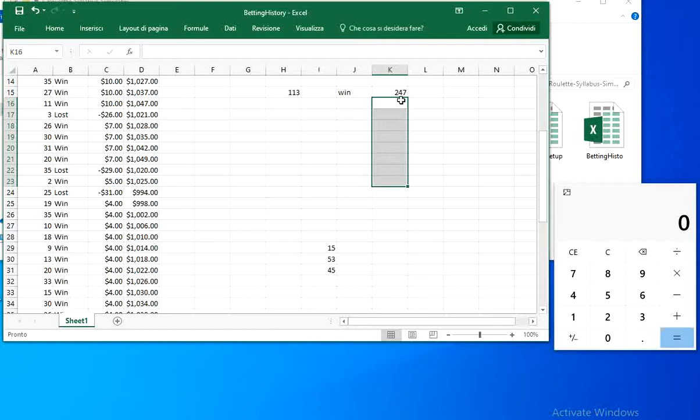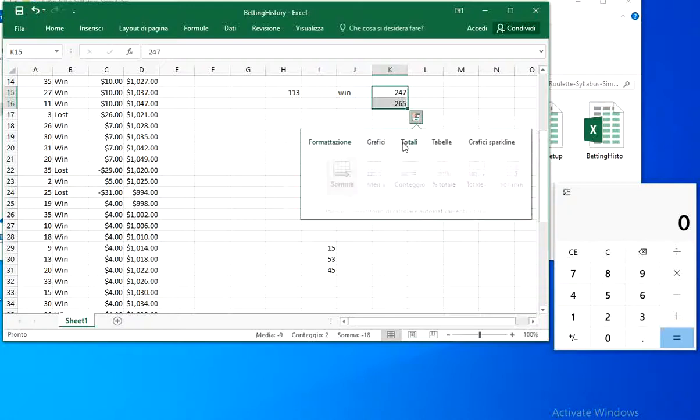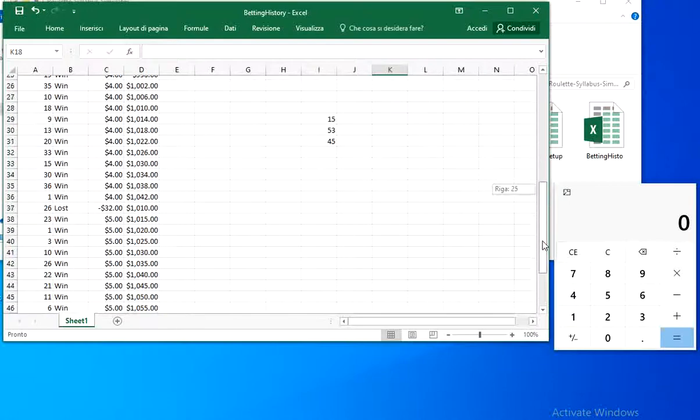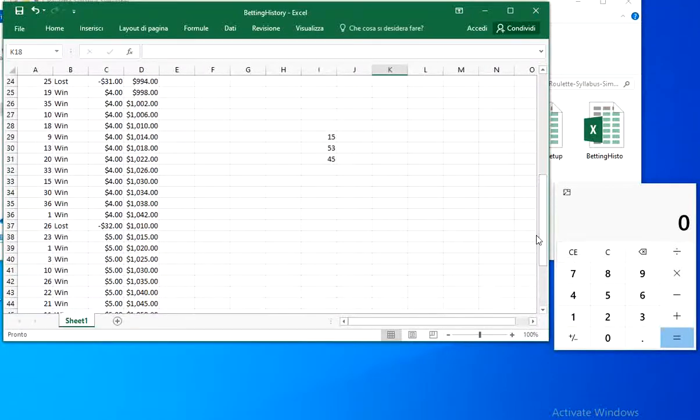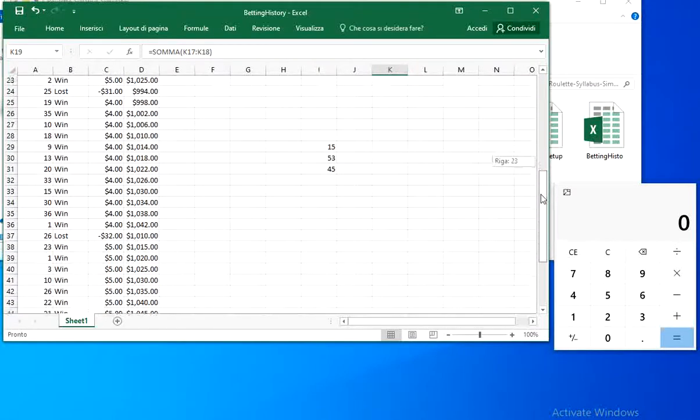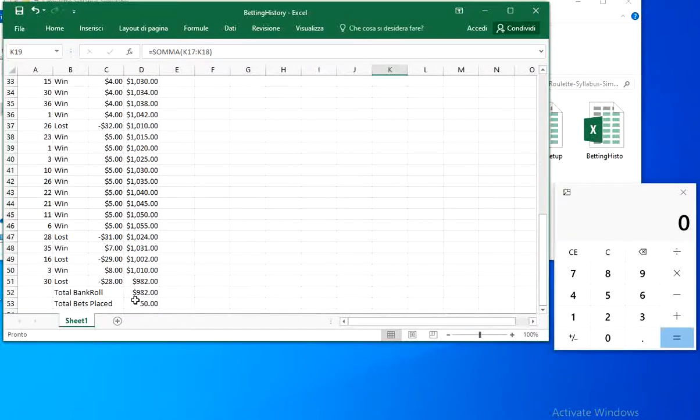247 minus 265. Right, so if we sum this up, that gives us negative 18. All right, negative 18. Now let's take negative 18 from the 1000, our bankroll. If we sum up like that, that gives us what? 982. So the calculation is correct, as I ended up here, 982.